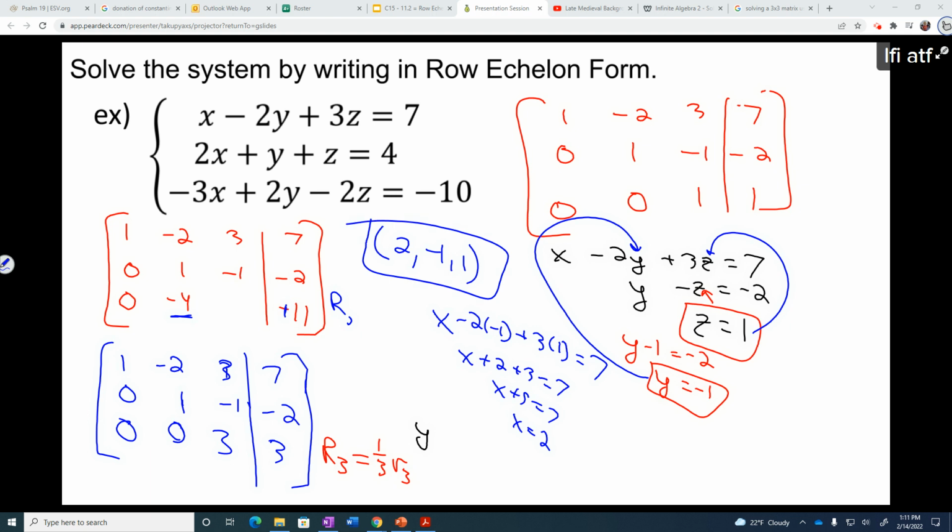And then if you want to check your answer, you plug it in. 2 minus 2 times negative 1 becomes plus 2. 2 plus 2 plus 3 is 7. Then 4 minus 1 is 3. Plus 1 is 4. You plug it all in there.